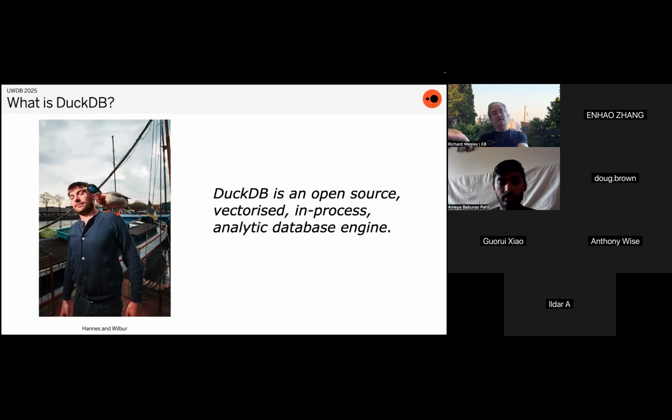And why is it called DuckDB? Well, Hannes, one of the founders, lives on a boat in Amsterdam, and he decided he wanted a pet. And having a cat seemed like a bad idea. So he adopted this duck named Wilbur. And this photo is actually from The Guardian, who went around Europe at one point and collected people who had weird pets.